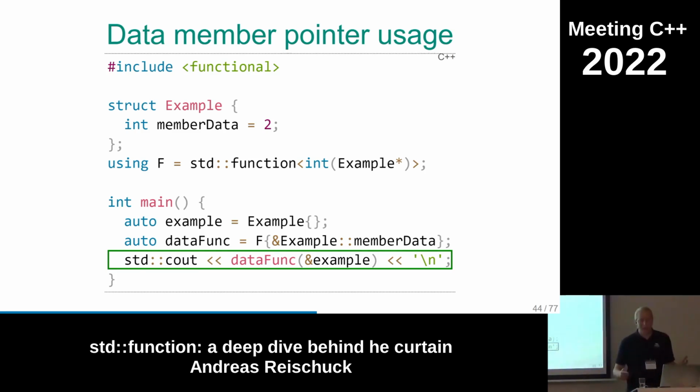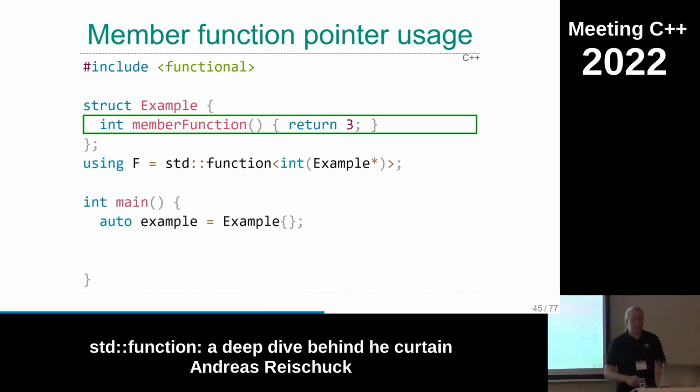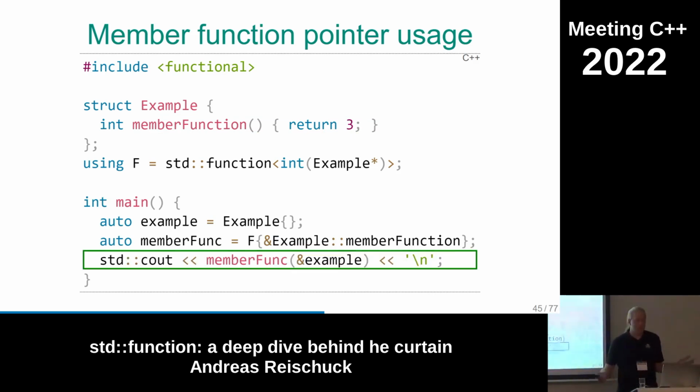And that's the member data, and let's also look at how member functions work. So we change the data member with a member function here, and then we can do the same and invoke it the same way. So our function also abstracts over data members or member functions in this case. And as I said, I never had a use case for that. I think you have to know this feature and then say, okay, let's use it here. And so far, it never happened to me.